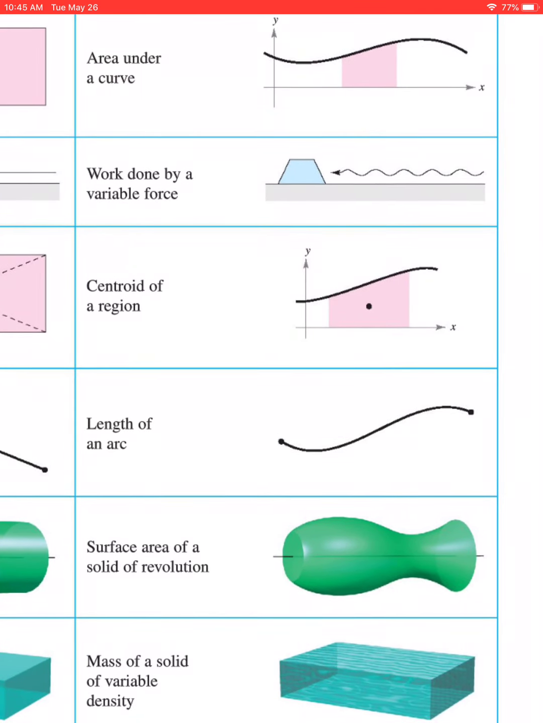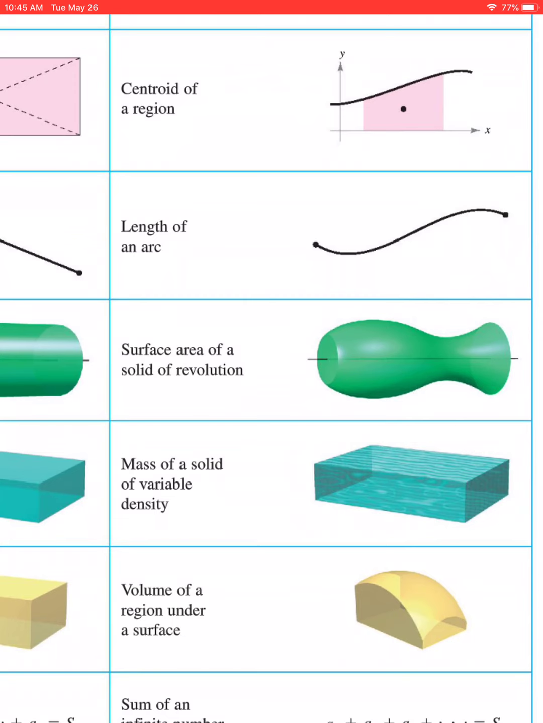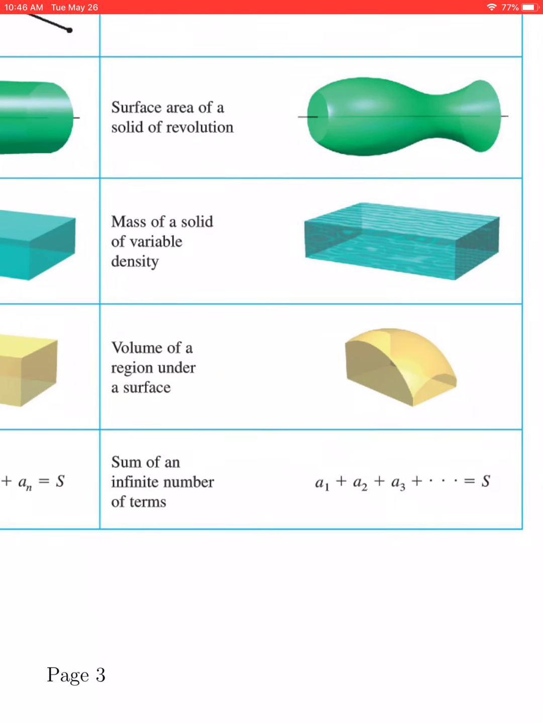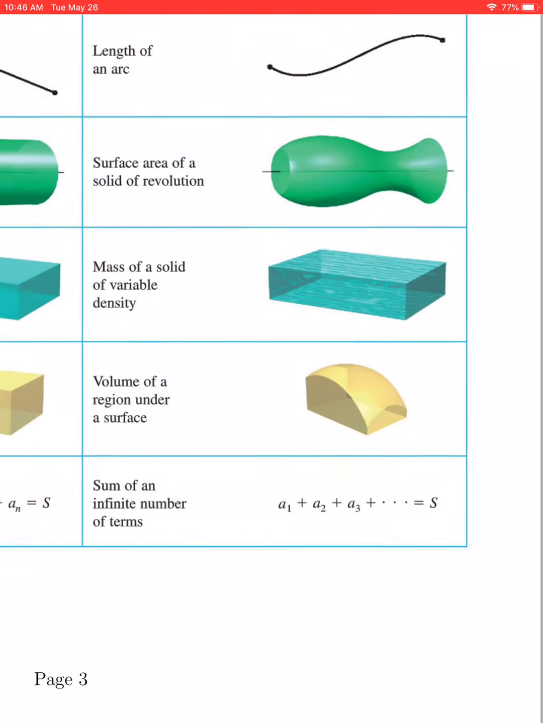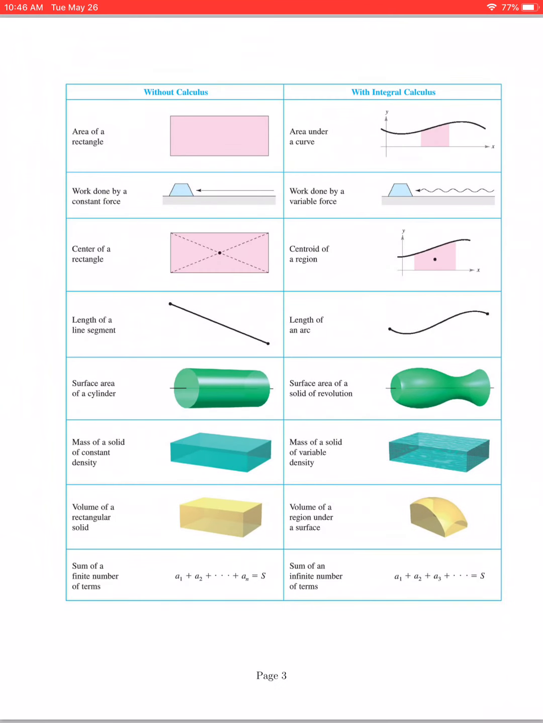In addition, we can find things like the centroids, or the center of masses of some odd shapes. We can find how long curves are, and we can also find surface areas and volumes of three-dimensional shapes, whether they're from surfaces of revolution or just general slices, as well as find the sum of an infinite number of terms. So there's a lot of really cool stuff we're going to be able to do as a result of doing calculus in this class.